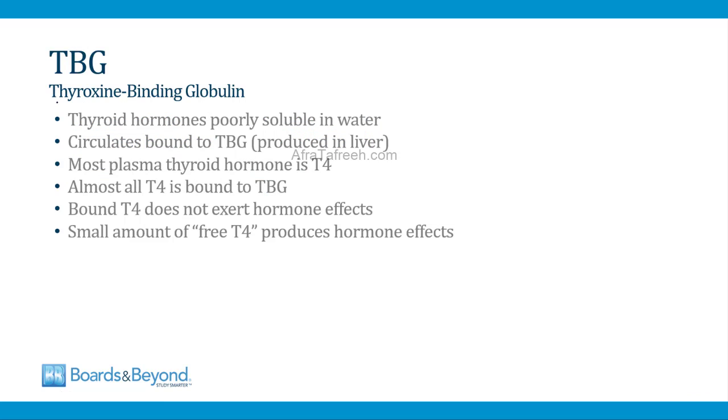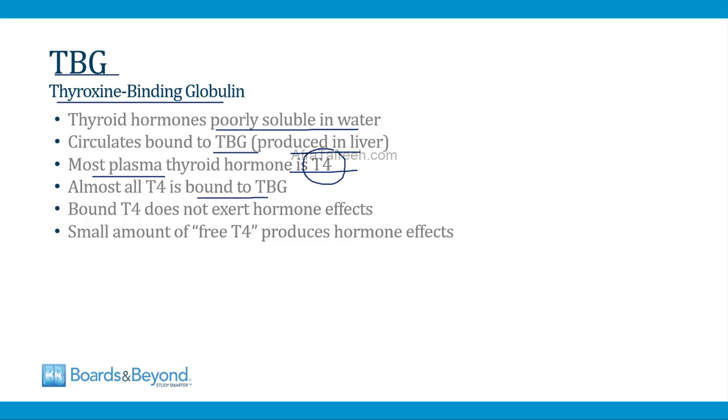Let's talk about thyroxine binding globulin, or TBG. Thyroid hormones are poorly soluble in water and therefore in plasma. So they circulate bound to TBG, which is a large molecule produced by the liver. Most of the thyroid hormone that you find in plasma is T4 because, as we talked about earlier, this is the principal hormone produced by the thyroid gland. And almost all of that T4 is found bound to TBG.